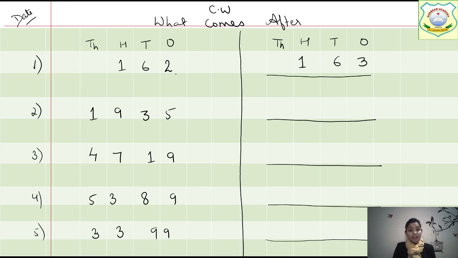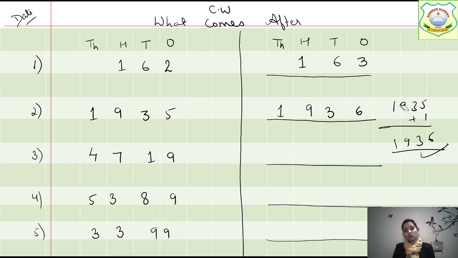Now next is 1935. So 5 is at which place? Ones place. So 5 की जगह क्या होगा? We need to add 1. So this will be 6. So the answer will be 1936. We have to add. You can do like this also: 1935 plus 1. You can solve like this also. It's your wish. If you want to solve, you can solve in the rough.